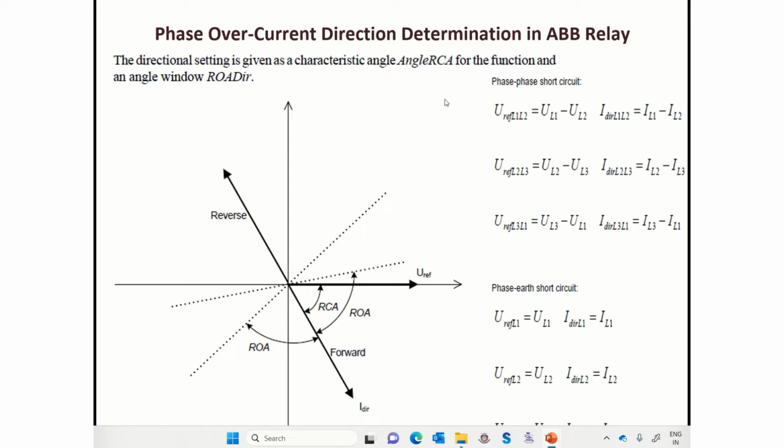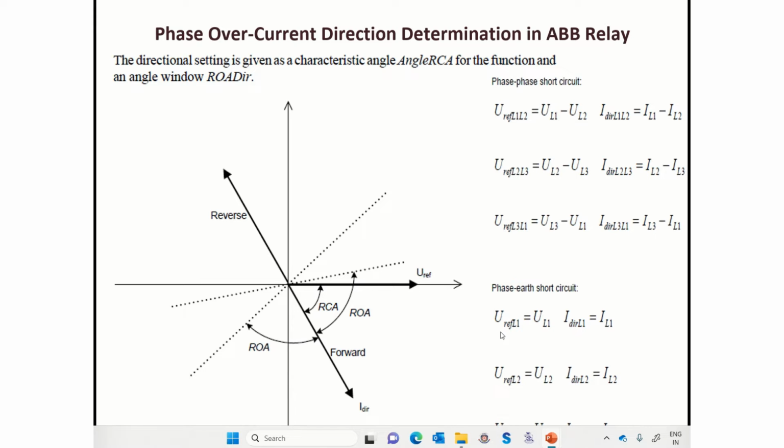So now if you see this page, this is from the technical reference manual of the ABB relay. Here, for a phase-to-phase fault, this relay says that the reference voltage is basically the voltage between the two phases which are involved in the fault. For example, for RY fault, the reference voltage is VRY. For YB fault, the reference voltage is VYB. For BR fault, the reference voltage is VBR. Similarly, for the RN fault, the reference voltage is VR. For YN fault, the reference voltage is VY, like that.